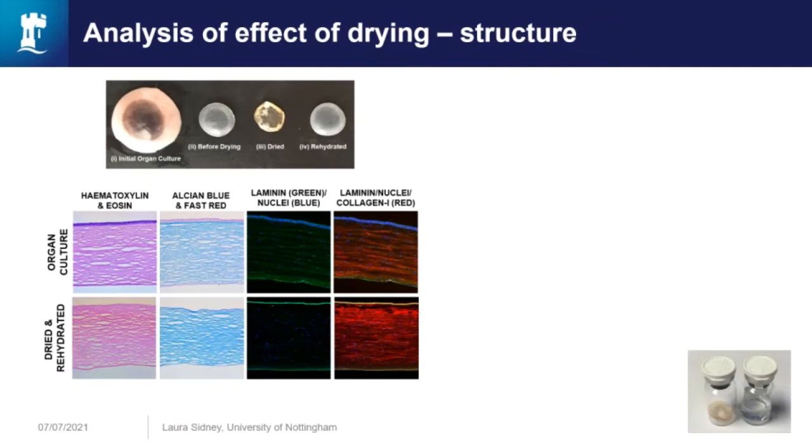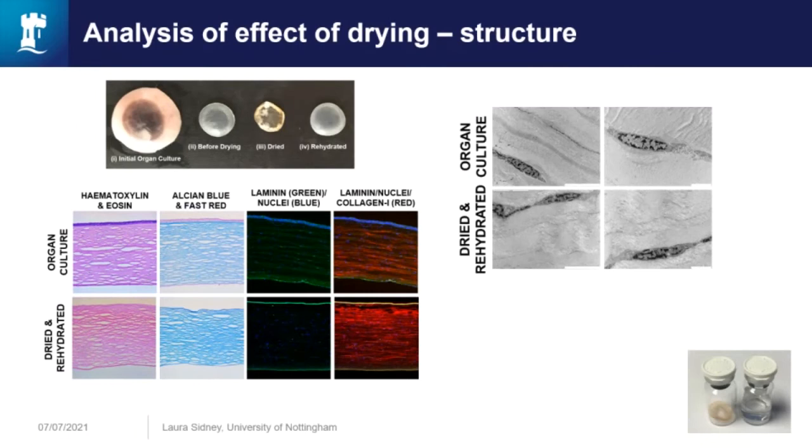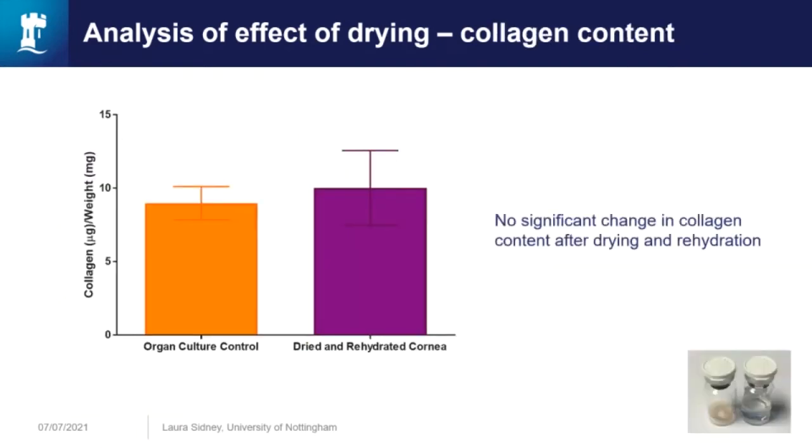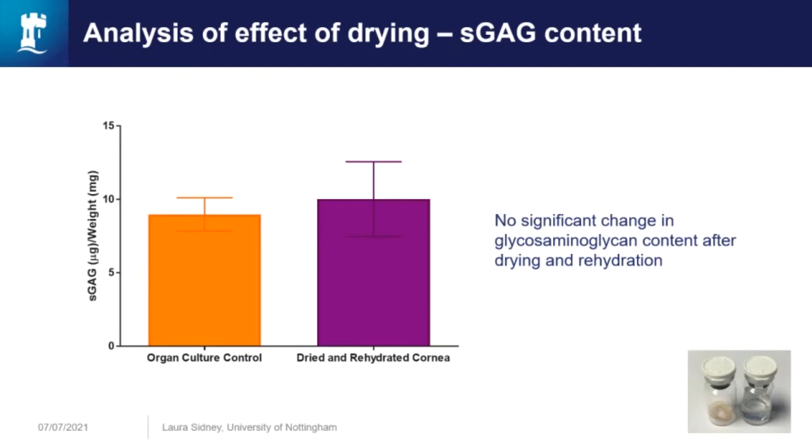So when we look at the structure, we've done a bit of histology and a bit of immunohistochemistry and a bit of TEM. In fact, the collagen structure, other than the cells from those two layers going, the collagen structure doesn't appear to change, neither does the glycosaminoglycan. And the two membranes, shown here by laminin, are also still there. The TEM, which we did looking at the collagen, shows no significant change there. This is back to when we look at transparency, when we don't see a change. Collagen content and glycosaminoglycan content are also unchanged.